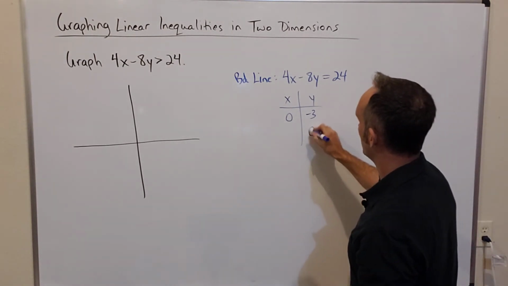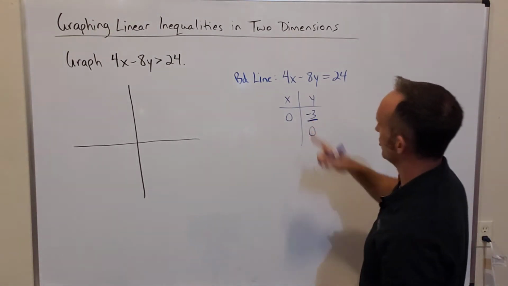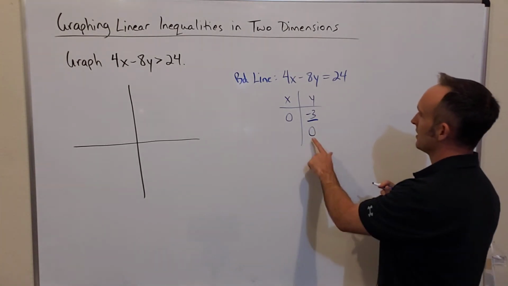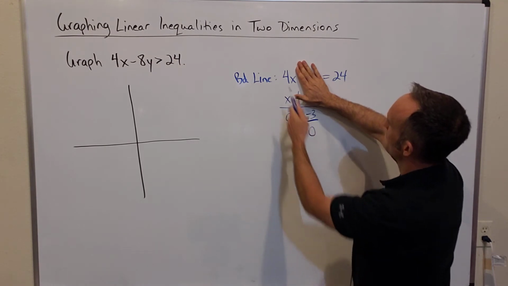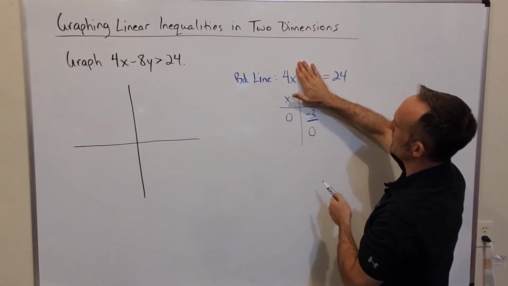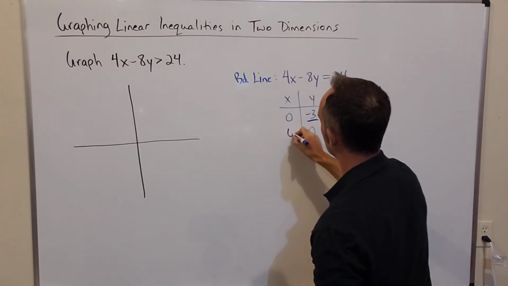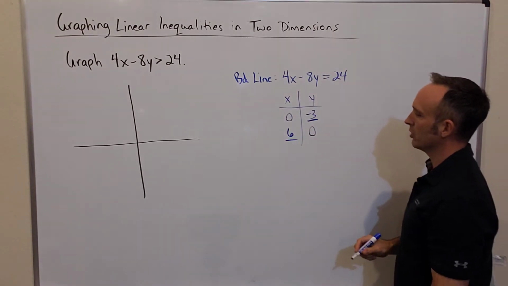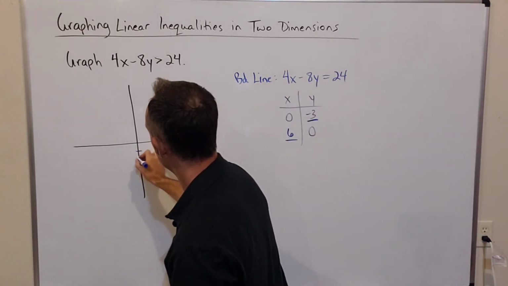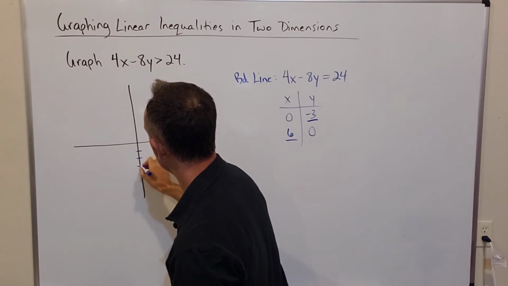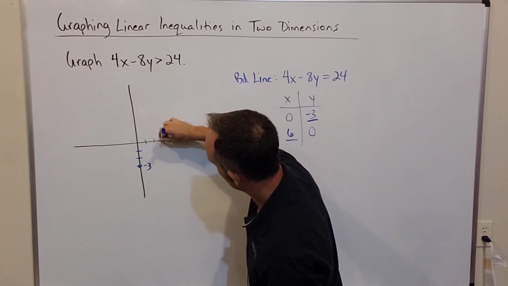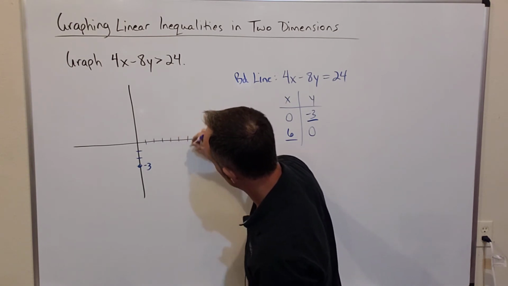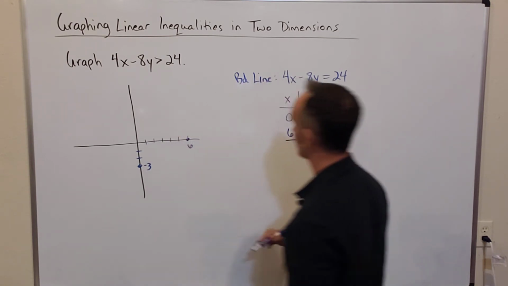The other way around, we could plug 0 in, so I'll underline the negative 3 because we figured that out. The other way around is plug 0 in for y, which makes this term go away. And if we divide both sides by 4, we can see that x is 6. And now we have 2 points on our boundary line. 0, negative 3 is down here. 6, 0, 1, 2, 3, 4, 5, 6 is there.